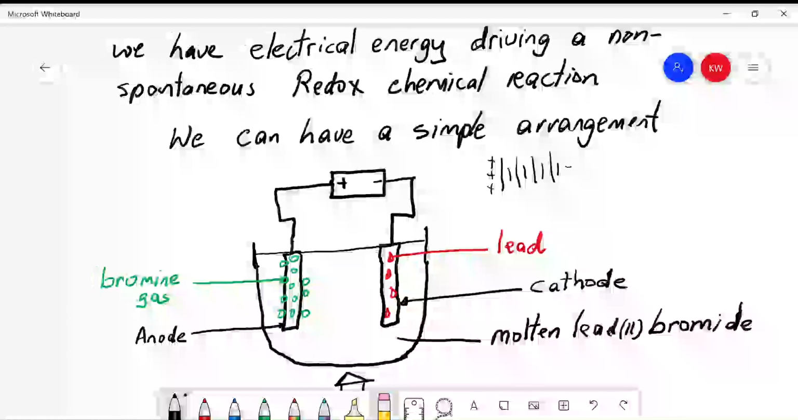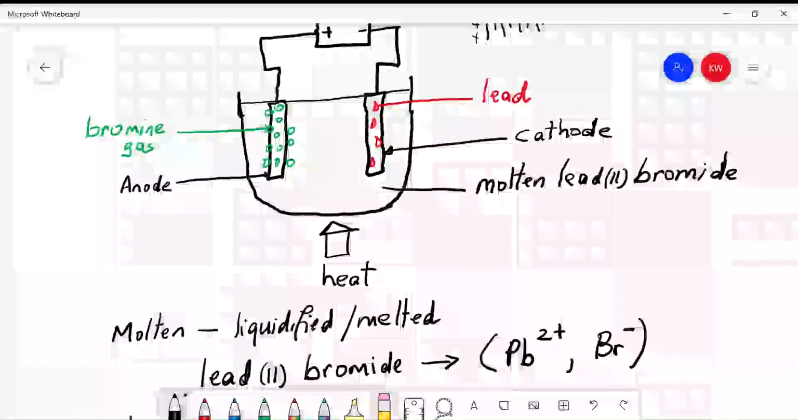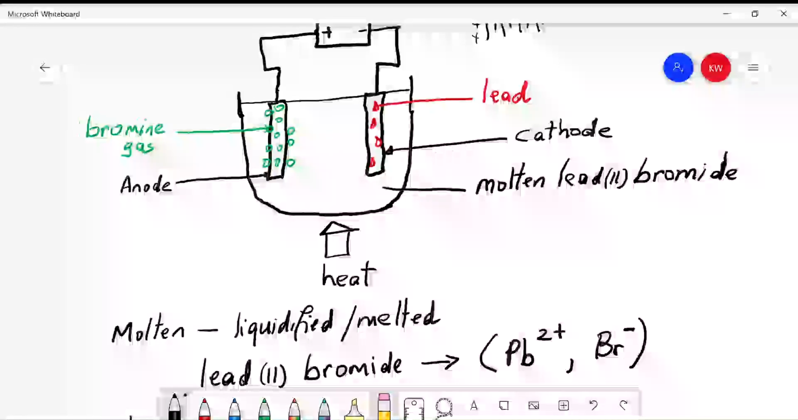The word molten means that it's just liquefied. It's in the liquefied state, or it's melted. So this is the purpose of applying heat here. We're applying heat to ensure that this lead(II) bromide maintains the liquid state. It doesn't become solid. We don't want it to become solid because we want free flowing ions. So inside this lead(II) bromide, these are the available ions we have: lead, Pb2+, and bromide.